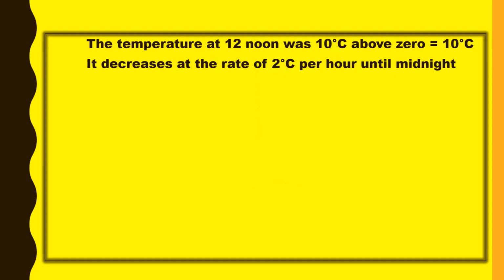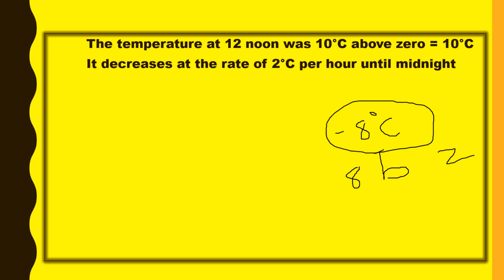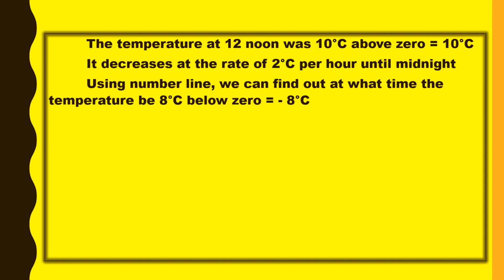Now our question is at what time the temperature will be minus 8 degrees Celsius. At what time will the temperature be 8 degrees Celsius below zero? Below zero means it is minus 8 degrees Celsius. So to find this out, we will use a number line. Using the number line, we can find out at what time the temperature is minus 8 degrees Celsius. And the second question is, at 12 o'clock midnight, what is the temperature?